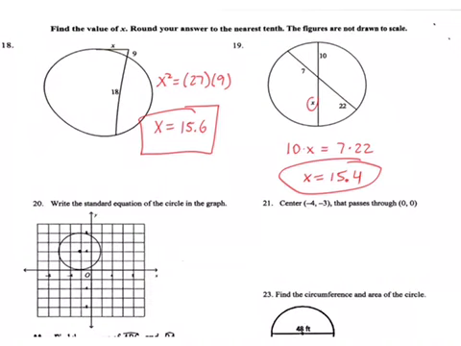In 20, they want us to write the standard equation of a circle in the graph. Well, our center, we should notice they're counting by twos. So our actual center value is, for X, negative 2, 4. So that'd be H and K. And our radius in this case, if they're counting by twos, is just 4. So when we write our equation, it's going to be X plus 2 squared plus Y minus 4 squared equals 16.